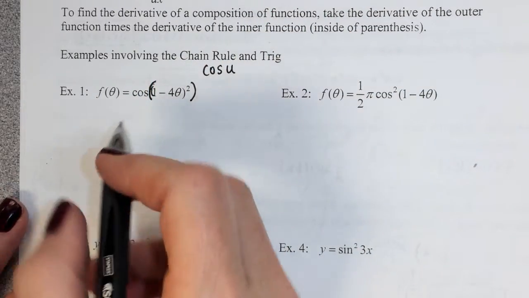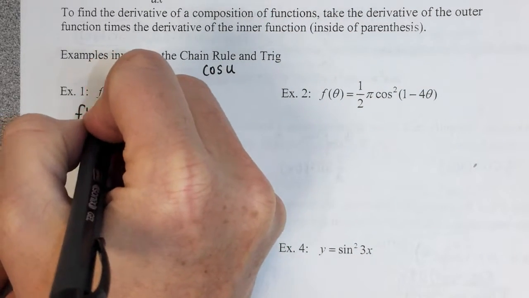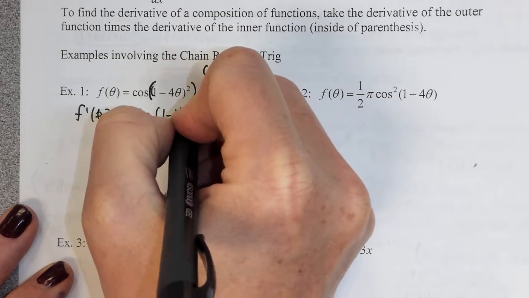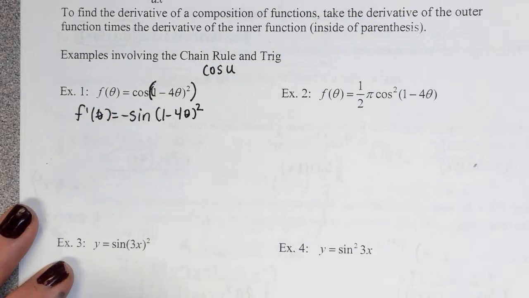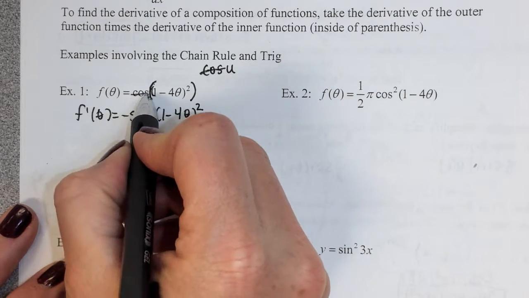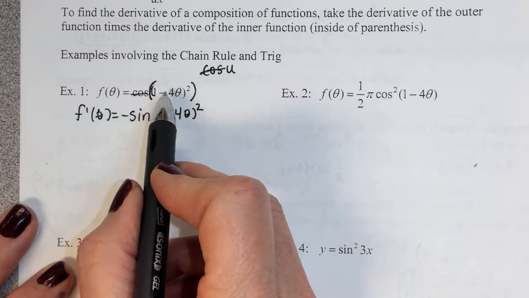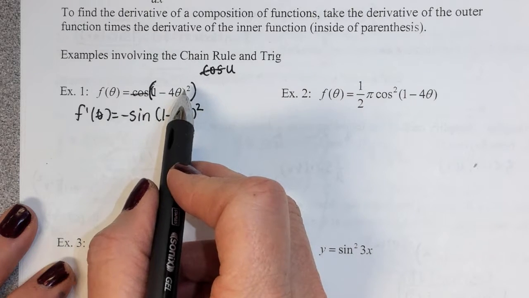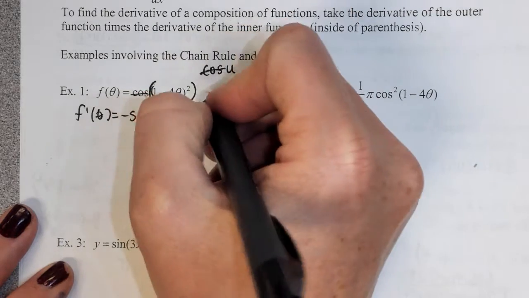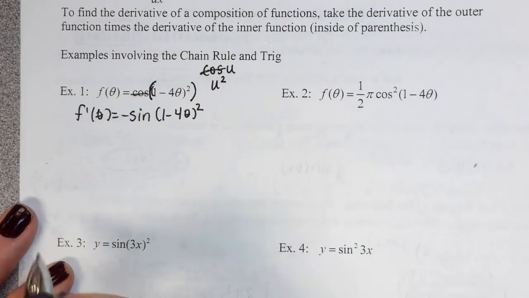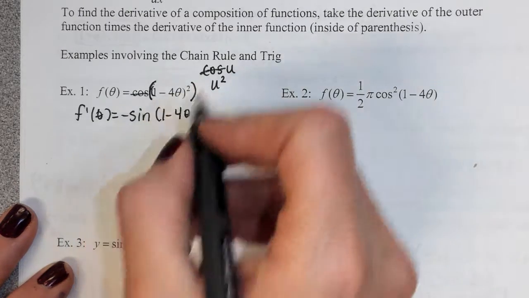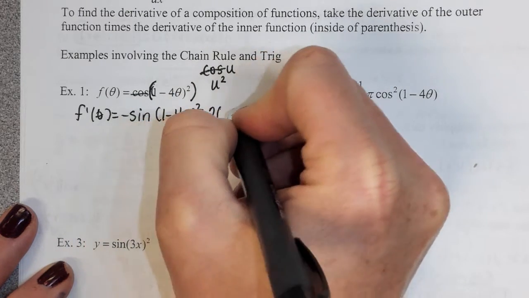So the first thing I'm going to think of is that this is cosine u. The derivative of cosine u is going to be negative sine u. Don't change the angle. So now I did the derivative of cosine, so I'm done with that. So now my problem becomes 1 minus 4 theta squared. So these parentheses are now going to be my u. So now I have to think of this as u squared. So the derivative of u squared is 2u. There's the u. So it's going to be 2u.